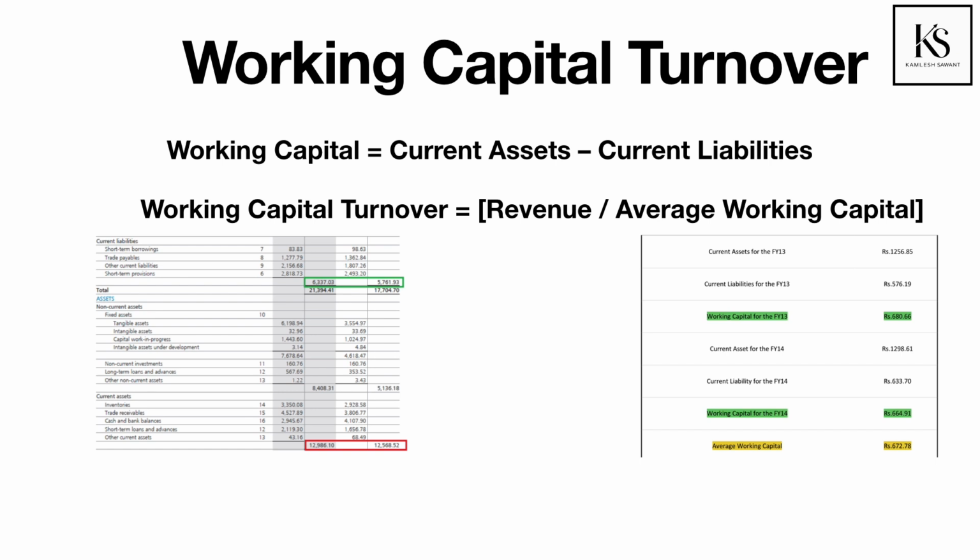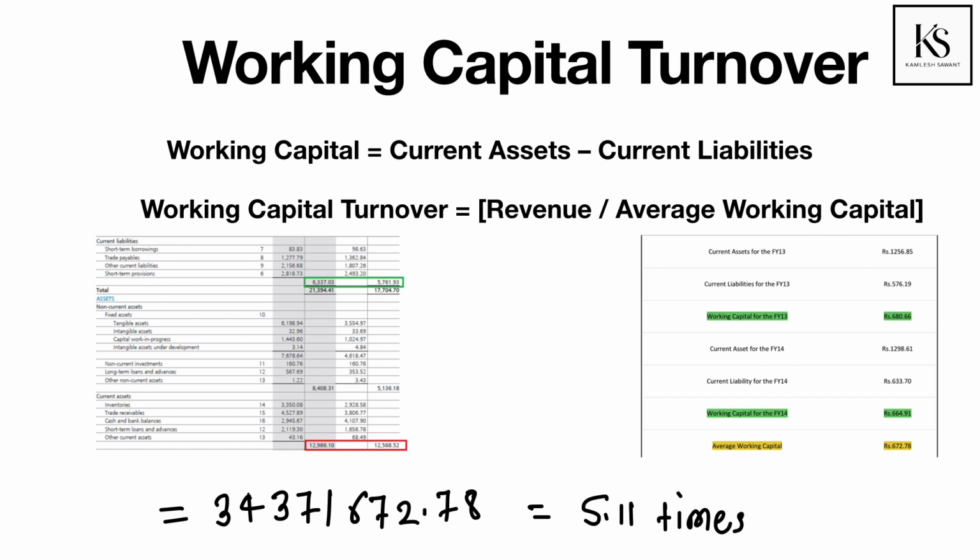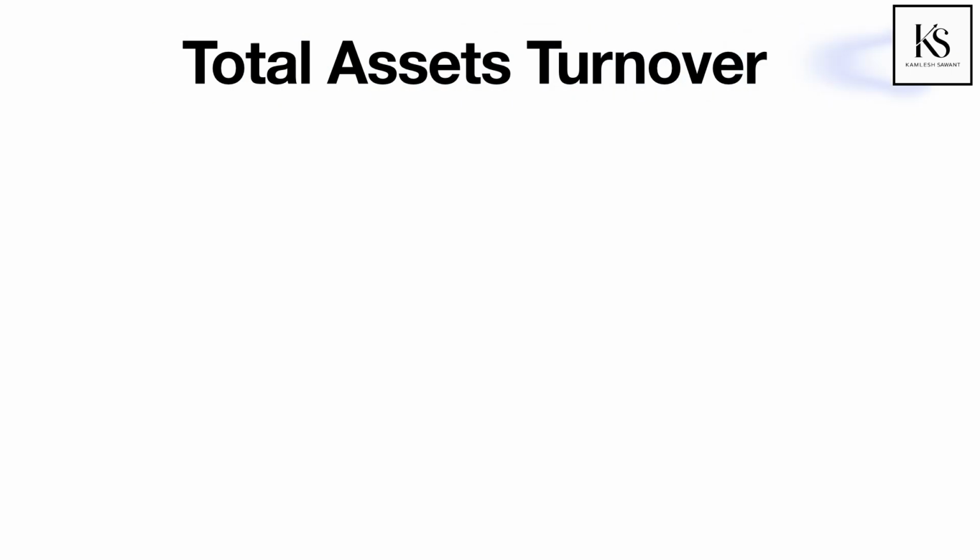We know the revenue from operations for ARBL is 3437 crores. Hence, the working capital turnover ratio is 3437 divided by 672, which is equal to 5.11 times. The number indicates that for every rupee 1 of working capital, the company is generating rupees 5 in terms of revenue. The higher the working capital turnover ratio, the better it is, as it indicates the company is generating better sales in comparison with the money it uses to fund the sales.